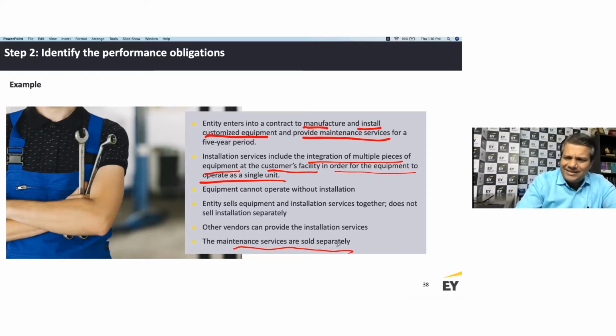So the question is, how many performance obligations do I have under this arrangement? Off the top of my head, I have equipment which I'm supplying, installation which I'm doing, and maintenance. There are three things I'm trying to do here: equipment supply, installation services, and maintenance. The question for us is whether equipment and installation are two separate performance obligations, or one single performance obligation.